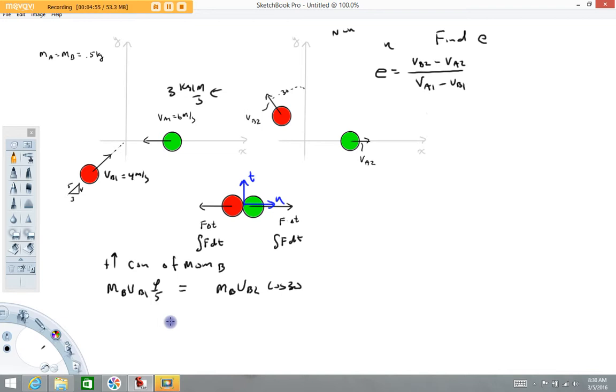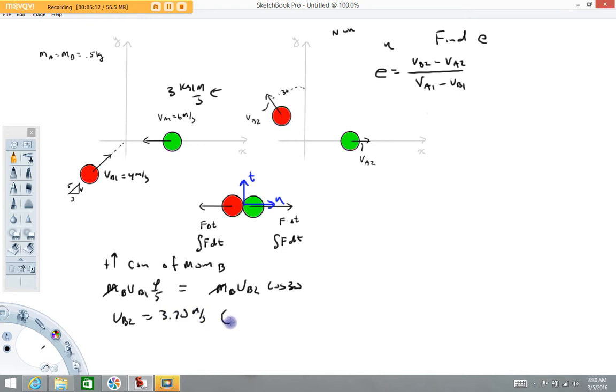Now, in this problem, the masses are the same. They're going to divide out. I'm going to solve this for VB2, taking note that VB1 is 4 meters per second. And I get, for VB2, 3.70 meters per second.